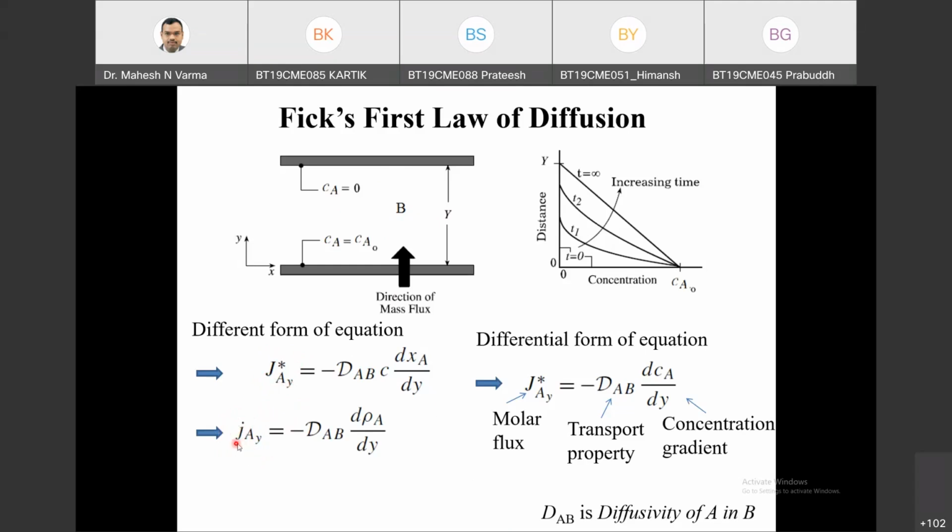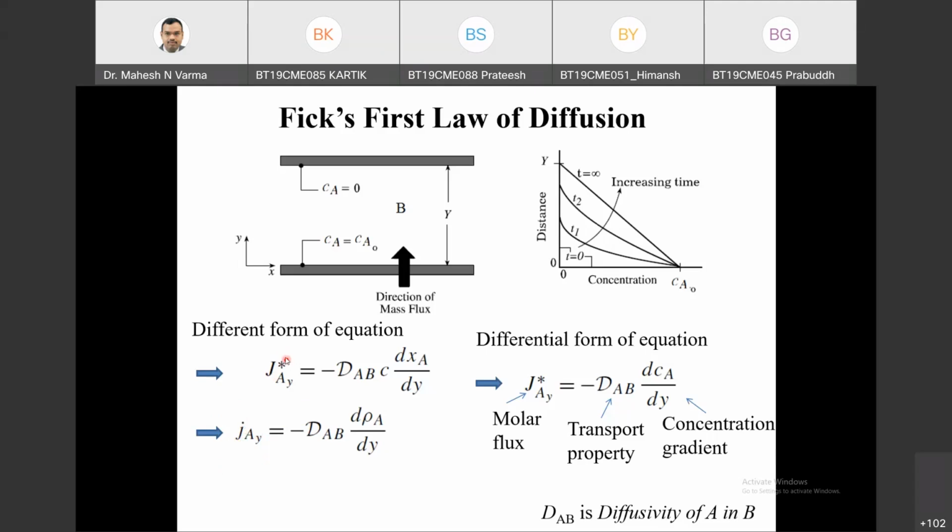So at that time I will be discussing this flux with a small j. This is also standard nomenclature. The advantage of using standard nomenclature is that you need not specify each and everything all the time. As soon as you write small j, it means mass transport discussed in mass form.